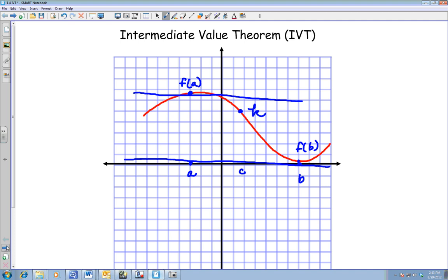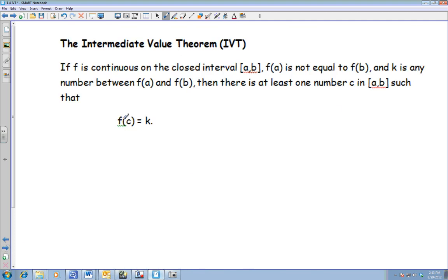So let's look and see. This is what it looks like mathematically. If f is continuous, so it has to be a continuous function. If it's not continuous, then this theorem does not apply. It has to be on a closed interval. It has to have two endpoints. Okay, my two endpoints cannot be the same value. K, which we just showed you, is any number between f of A and f of B, and there is at least one number C in which that happens.